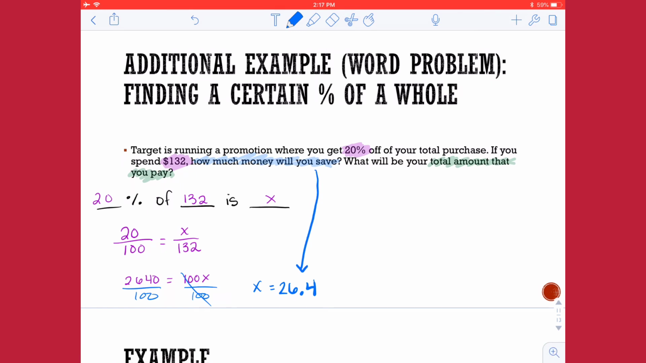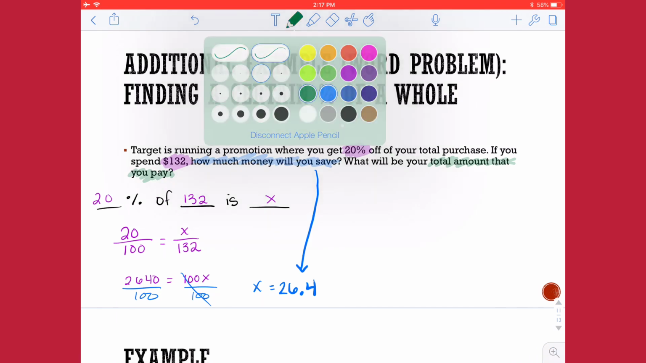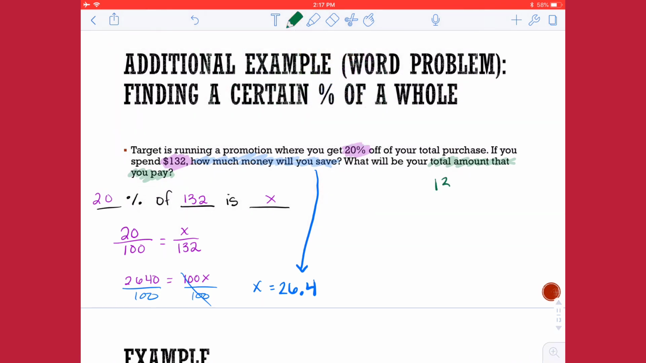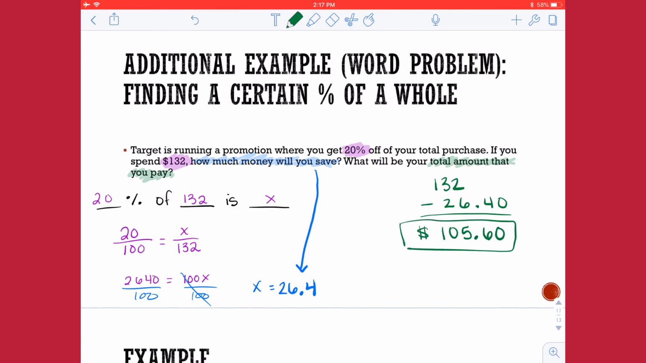But how much am I actually going to pay? Well, if the original item cost $132, and I'm going to get 20% off, so that is minus $26.40. I'm going to utilize my calculator for that. 132 minus $26.40. I end up only having to pay $105.60 after the sale. And that is my total amount that I pay. Okay?